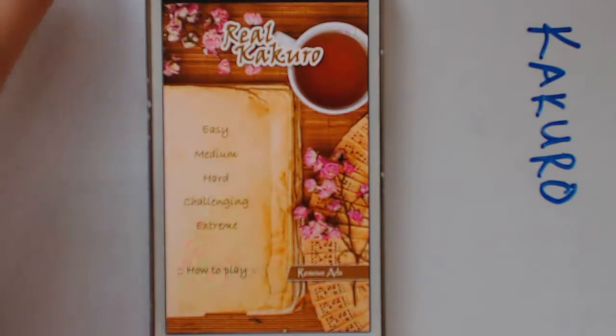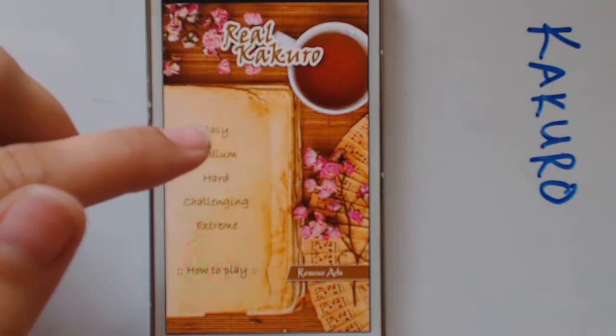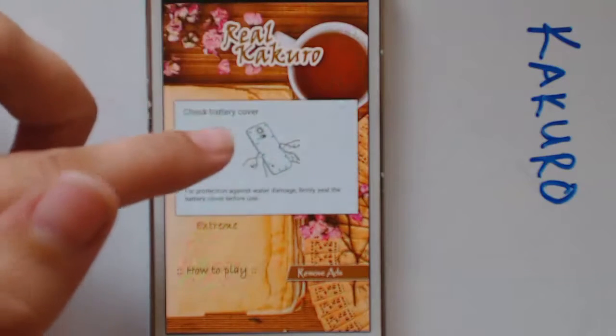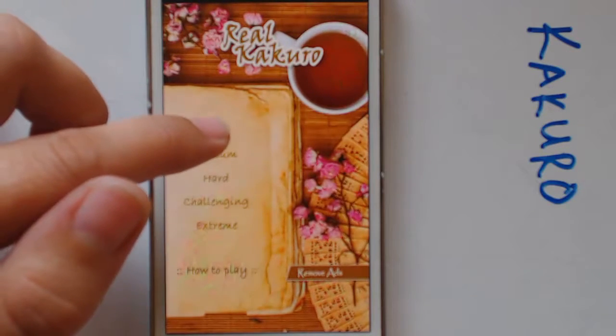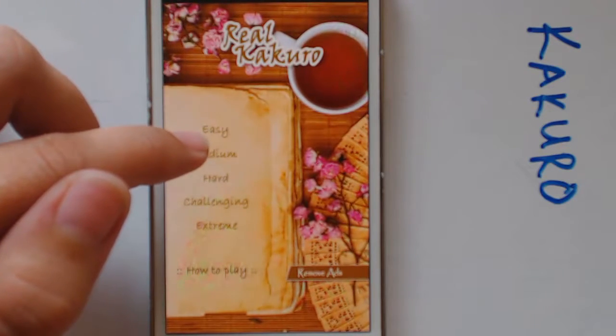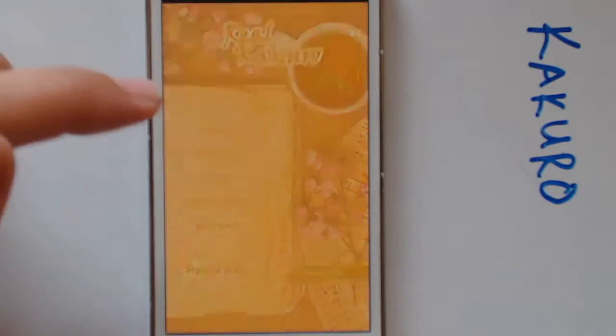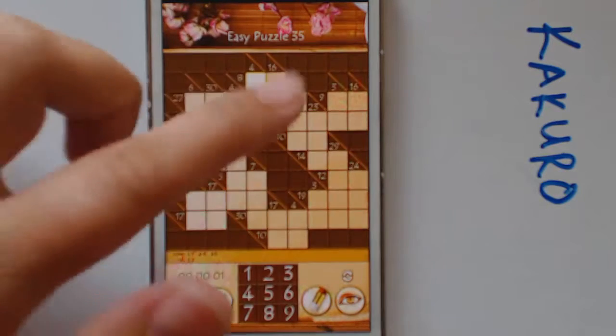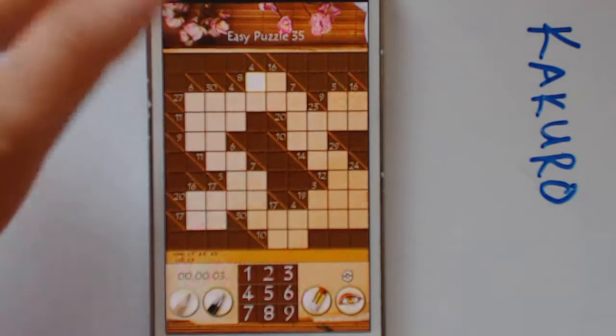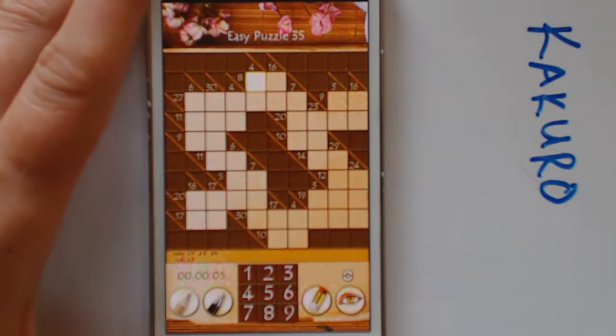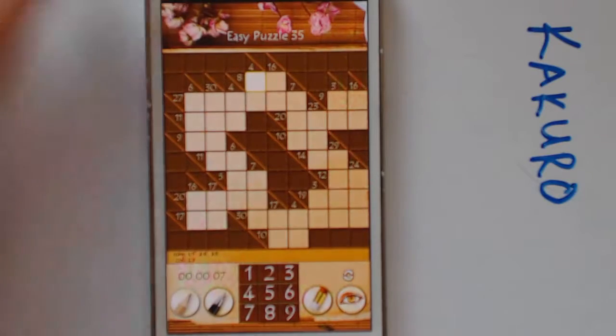Today I'm going to show you how to do a Kakuro, which is a game that's very similar to Sudoku, and you might have seen some of them in a Sudoku puzzle book. They look like this, and if you didn't know how to do this, I'm going to show you how this works.